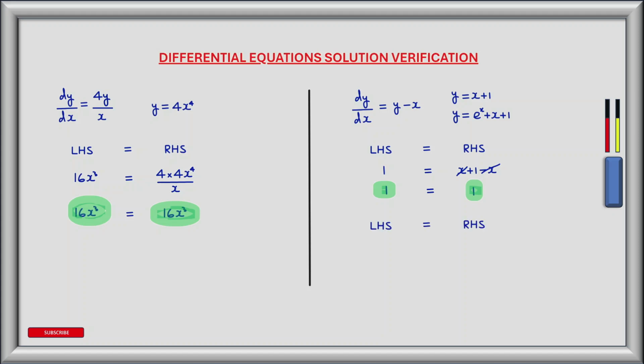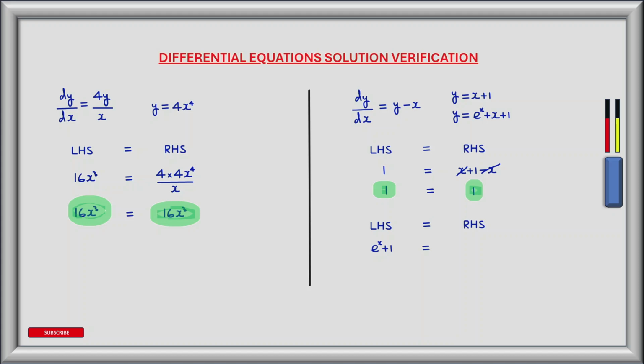Now let's verify that y equals e to the power of x plus 1 is a solution to the differential equation dy by dx equals y minus x. Taking the left-hand side of the differential equation first, we see that it is the derivative of y with respect to x.